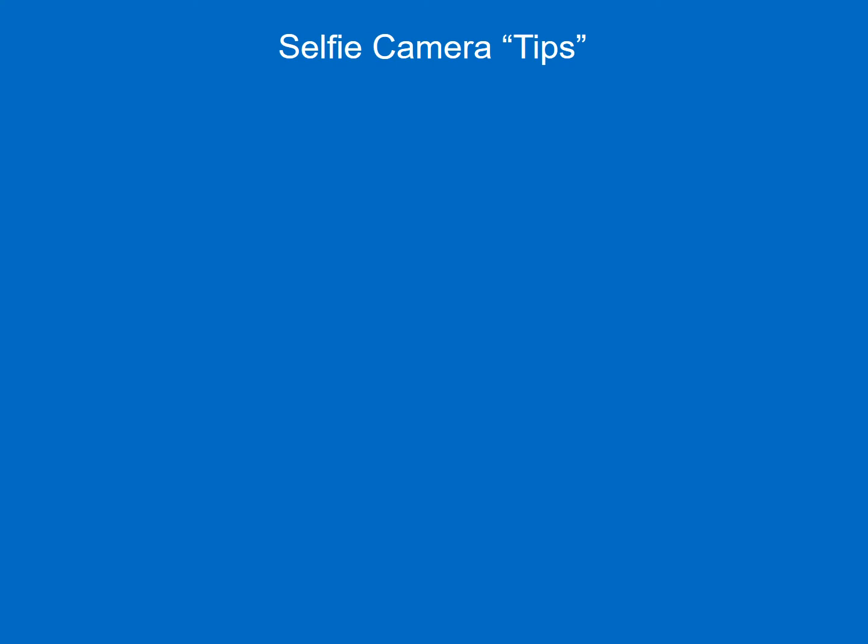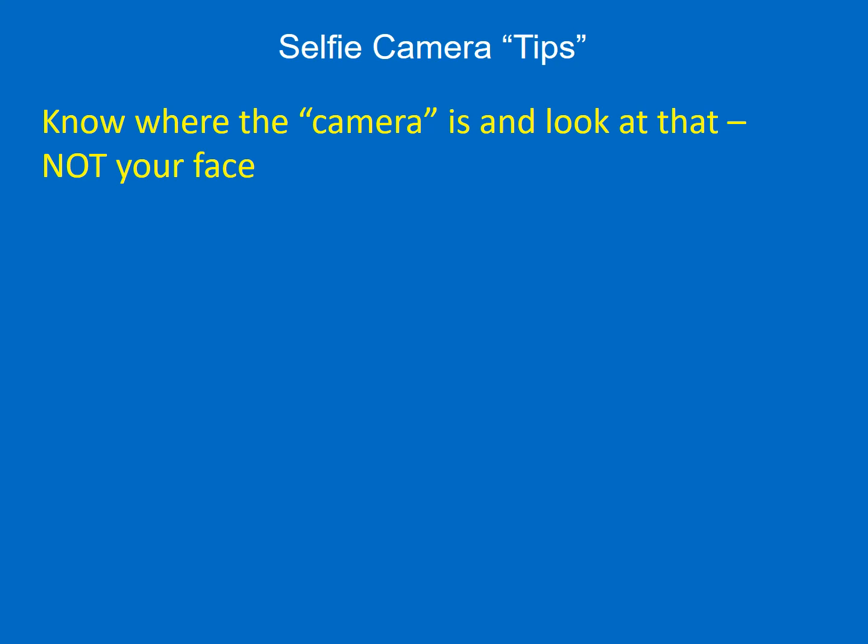Now, here's some selfie camera tips, some things to think about when you're using your selfie camera. Please know where your camera is located on your phone and look at that point on your camera, not at your face. When people see you taking a video with the selfie camera, they can tell whether you're looking into the camera, which means you're looking at them, or you're looking at your image, because it looks like you're looking a little bit away from camera, and they can tell you're looking at your face. Try not to do that. I know it's hard. This is going to just make your video look much more professional.